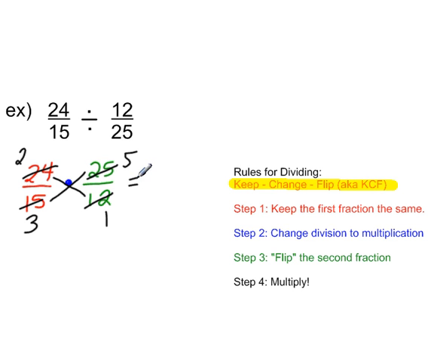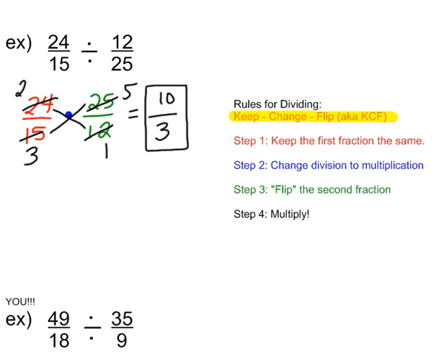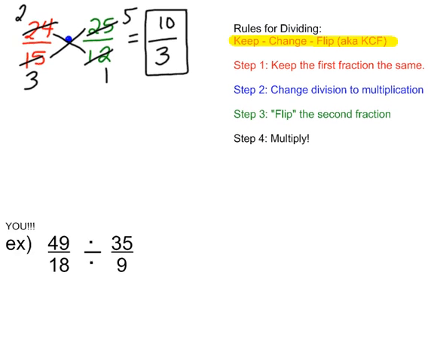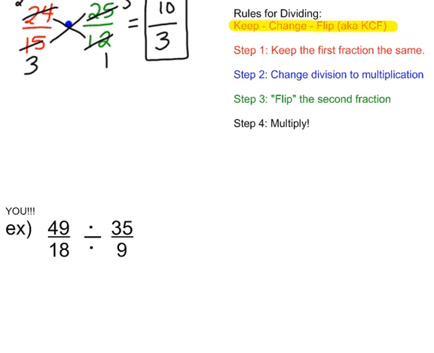Last part of this will be to actually multiply the numerators and the denominators. 2 times 5 is 10. 3 times 1 is 3. 10 over 3 does not simplify. There are no common factors, so we are finished. Okay, now use these steps, and I want you all to try the next example. Pause it, come back in a few seconds, we'll check our answers together.